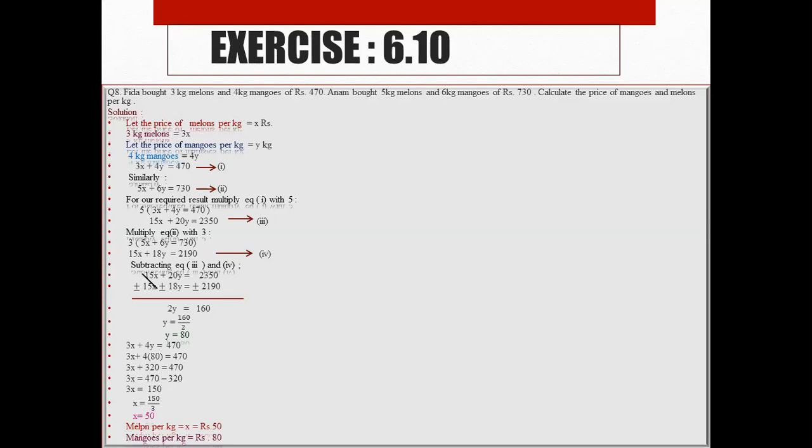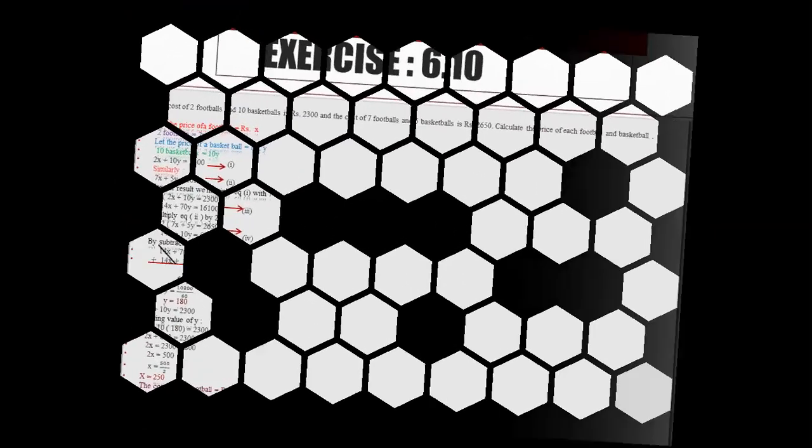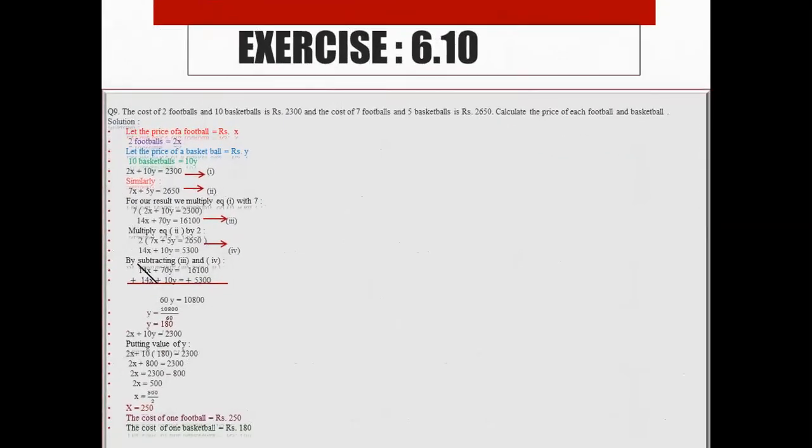It means that the price of the melons per kg is rupees 50 and the price of mango per kg is rupees 80. Question number 9, I told you that questions 8 and 9 are the same, only the quantities are different, but the method will be the same.